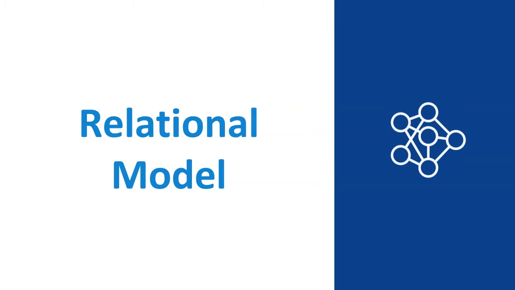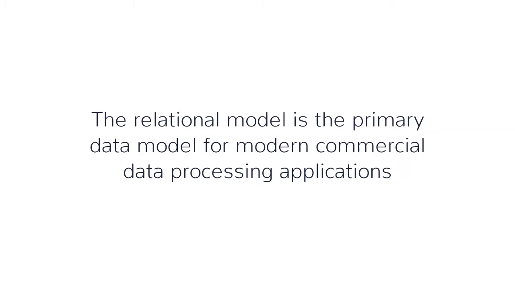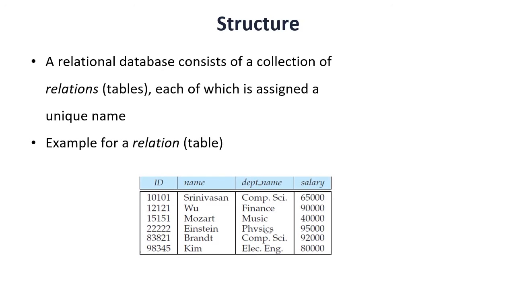In this lesson, we are going to discuss the relational model. The relational model is the primary data model for modern commercial data processing applications. And at the heart of the relational model is the concept of a relation, or in simple words, a table. A relational database is a collection of such relations or tables, and each of them is assigned a unique name.